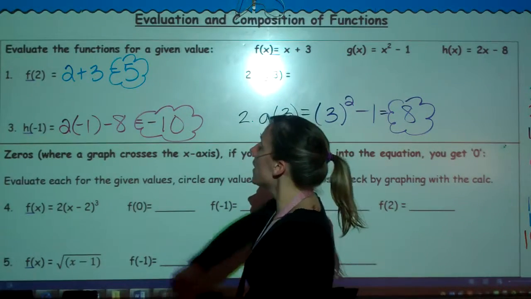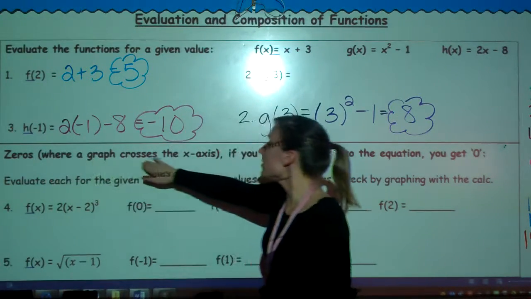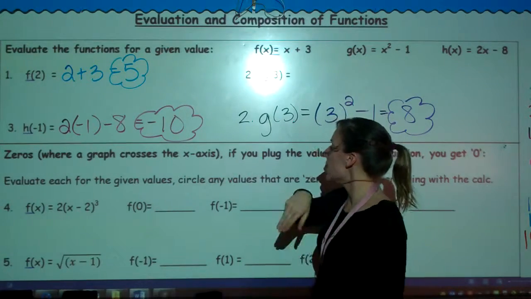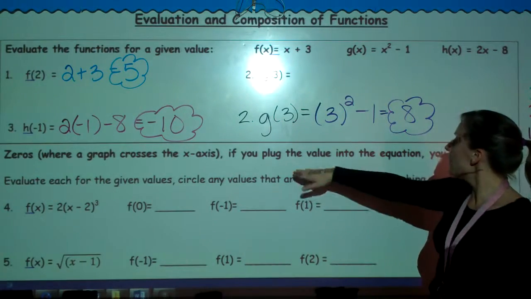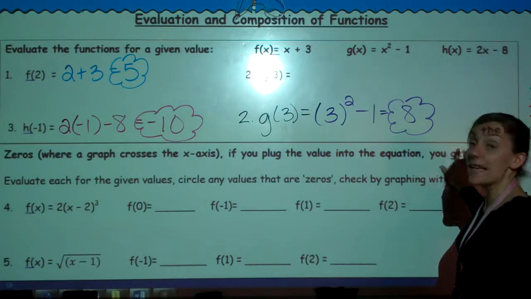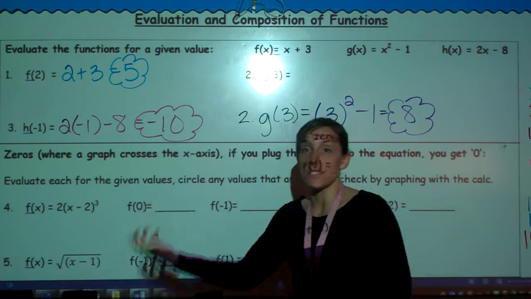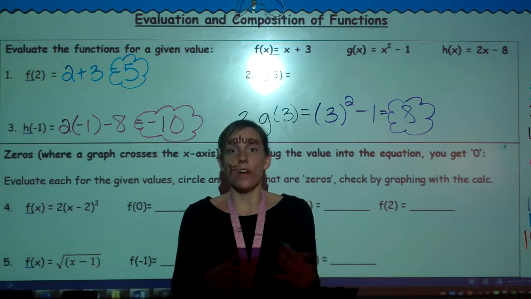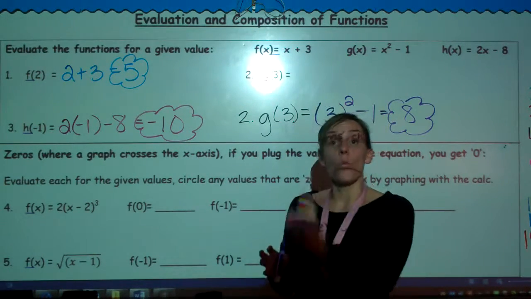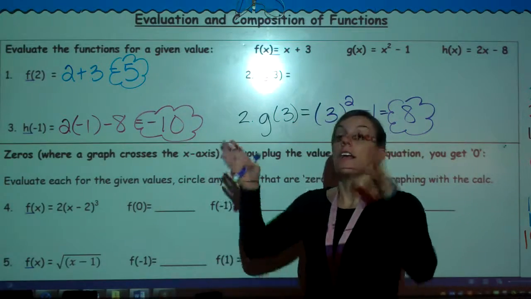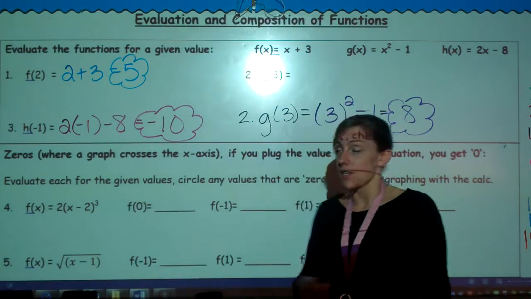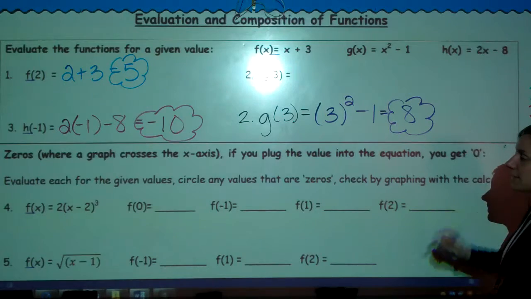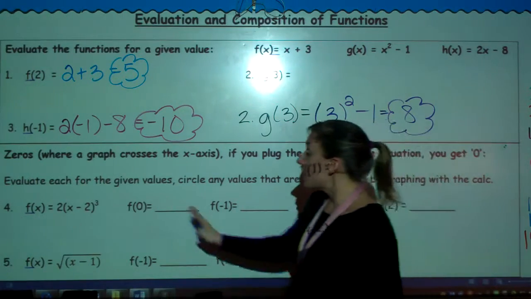So then we have zeros. Zeros, and we know what zeros are. They're where we cross the x-axis. If you plug the value into the equation, you get a 0. It equals 0. And remember when we did the factoring and the solving and that kind of stuff, you looked for y is 0. The same thing. Where is the function 0? Where will it equal that 0? Okay.